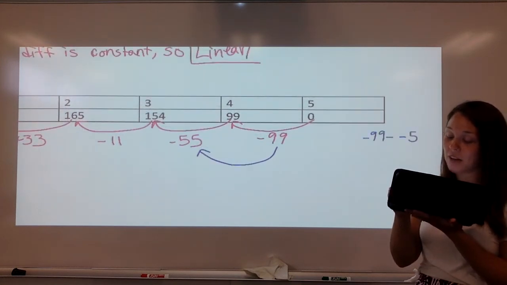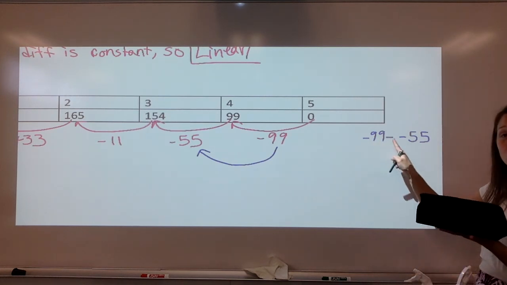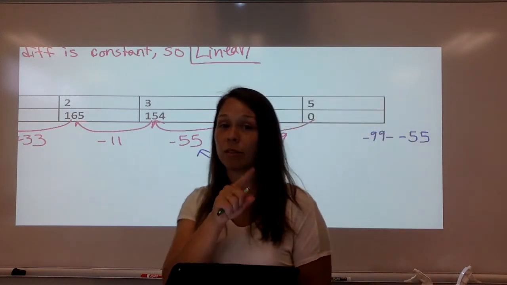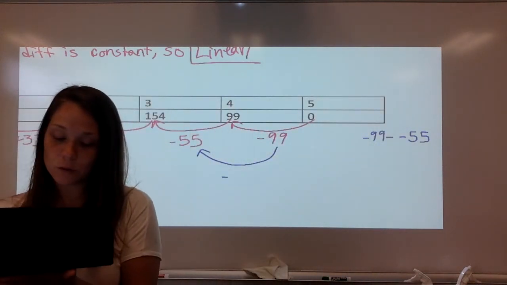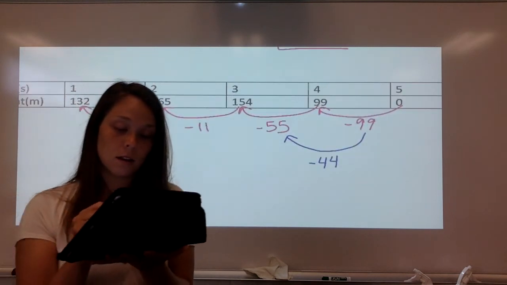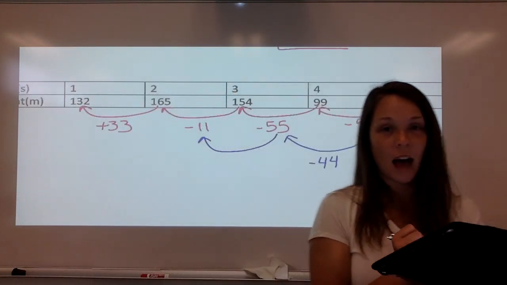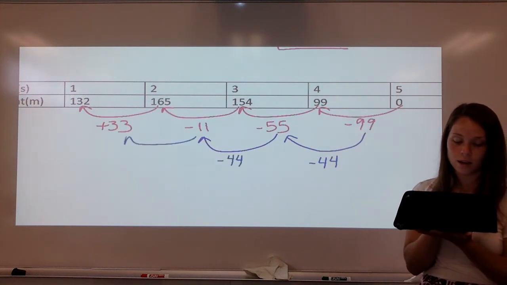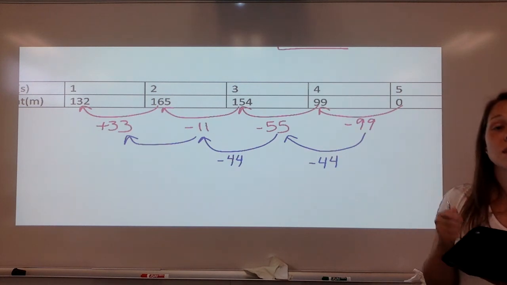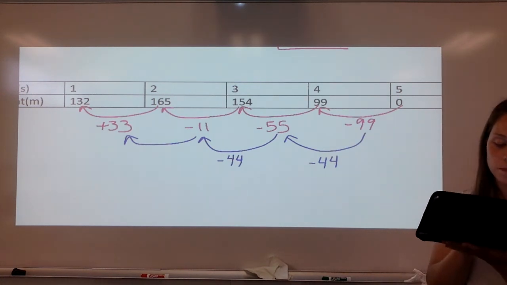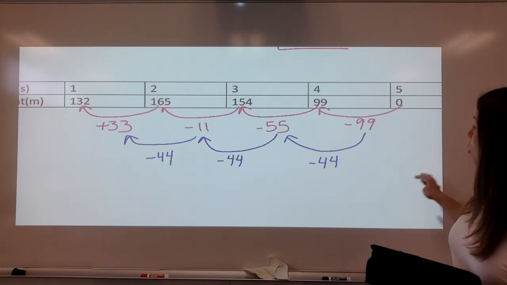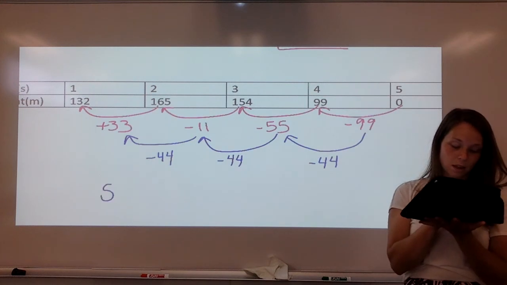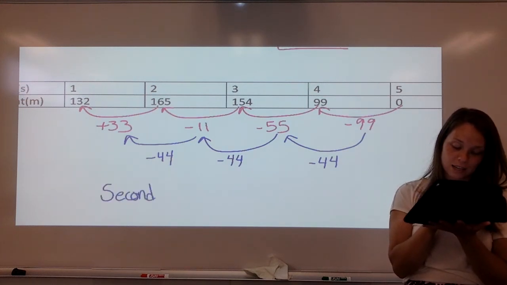minus negative 55. So negative 99 minus negative 55. So we're still subtracting them, so make sure you add those signs in there. And that's going to give you negative 44. Then we're going to take negative 55 minus negative 11, and that gives us negative 44. And then negative 11 minus a positive 33 is negative 44. So notice the first time we did the differences, they weren't the same, but the second time, they are. So second differences are constant.